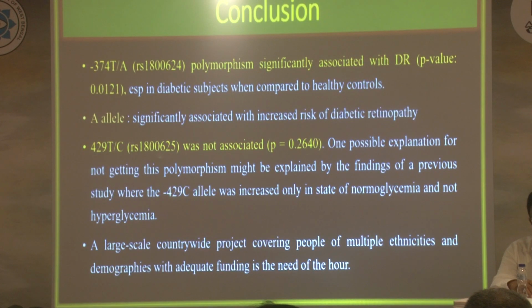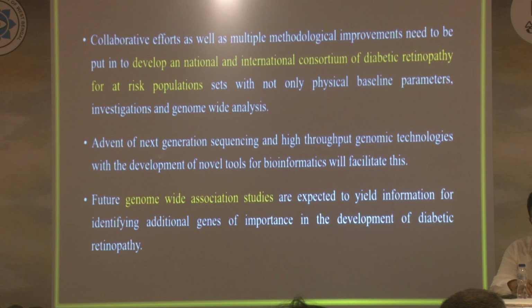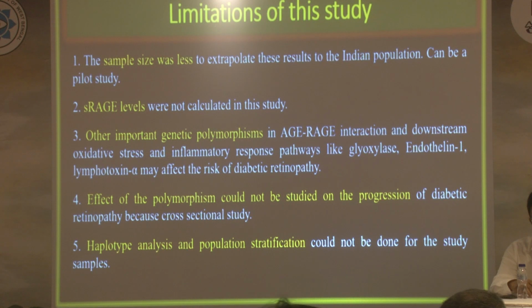My conclusion: 374 T by A polymorphism is associated, 429 T by C polymorphism was not associated. And the limitation of our study was the sample size. We restricted it to 90 due to limited funding. We did not study the downstream expression of these polymorphisms using the serum RAGE levels that has been done in previous studies.